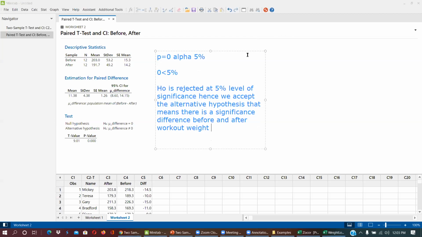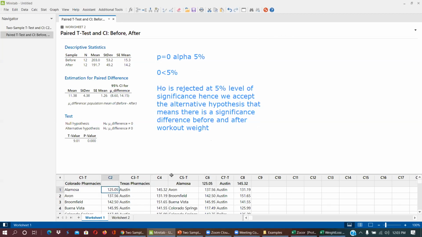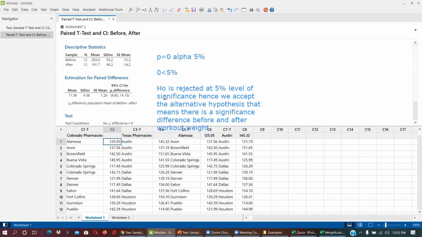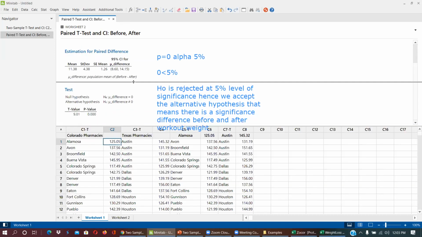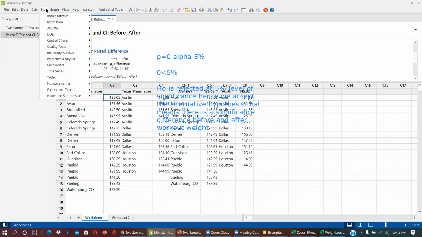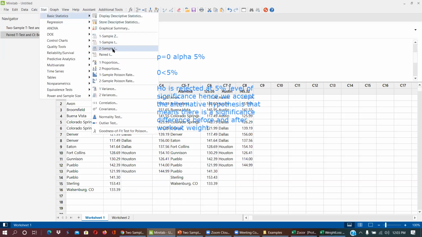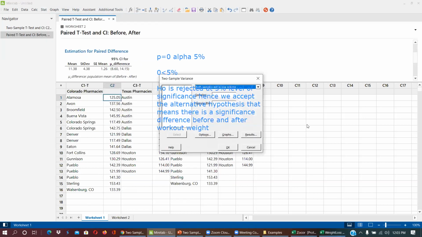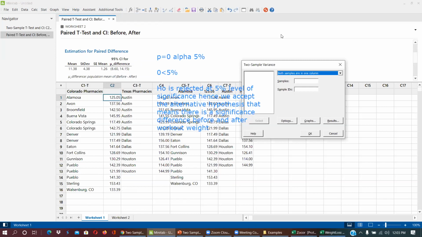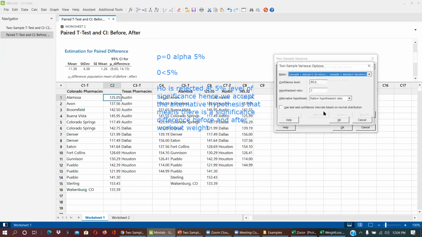Now, similarly, we can go with, let's say, I'm just going to use the same data here. So now I go to Statistics, Basic Statistics, 2 Variances. Sample 1 is C2, sample 2 is C4, and now I'm going to Options. We have the hypothesized ratio as 1, 95%. Again, the alternative hypothesis is ratio not equal to the hypothesized ratio.